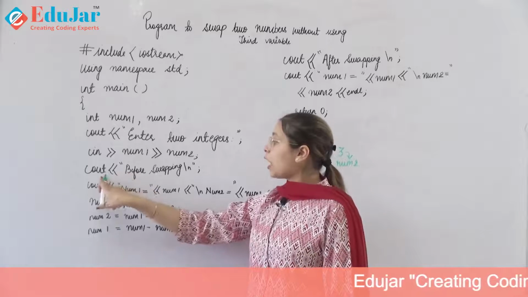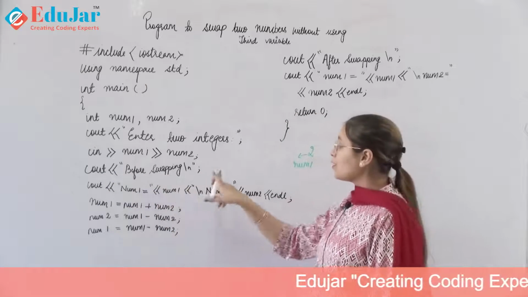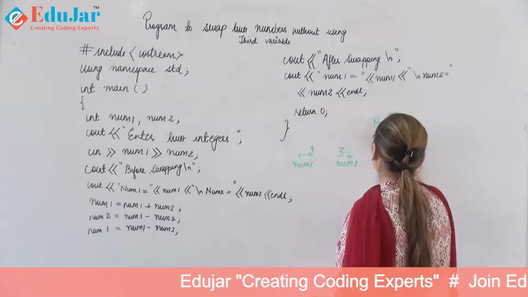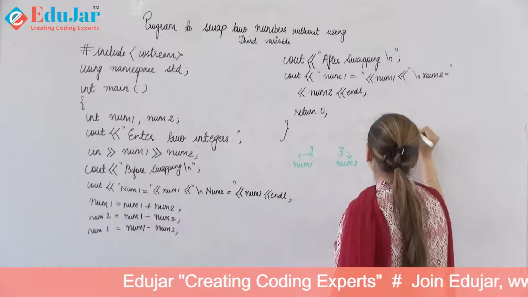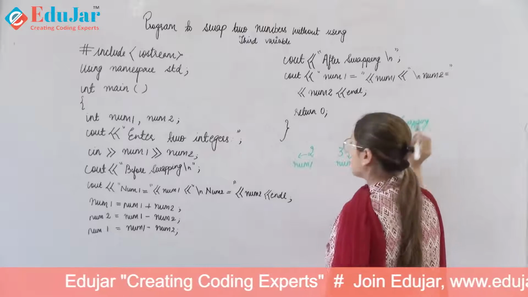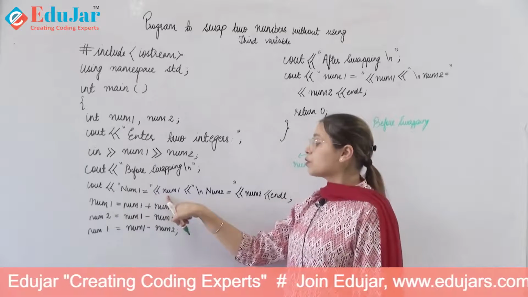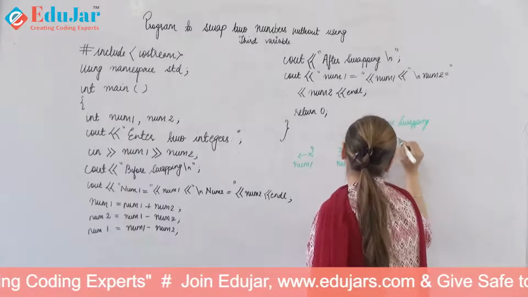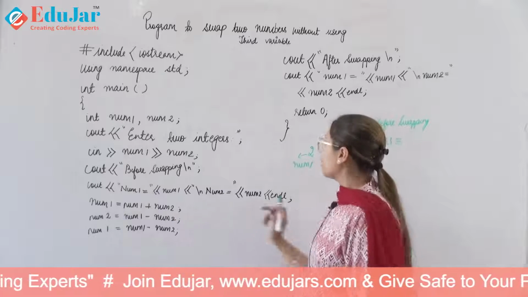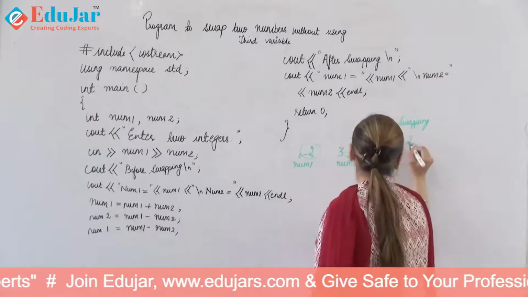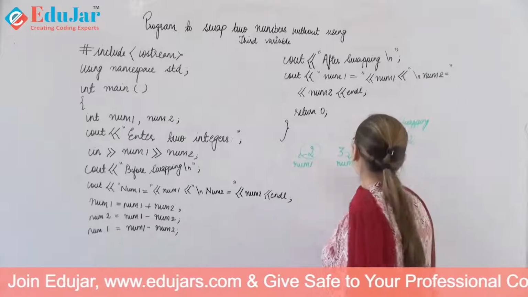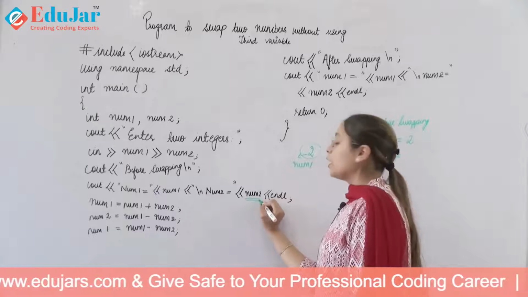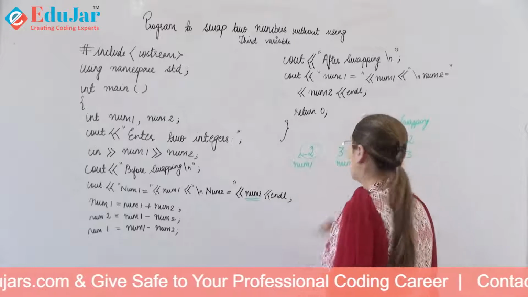Okay, so cout "before swapping". This is what it will show on the screen before swapping. Then cout "num1 is equal to" num1. It will show a message as num1 is equal to, and the value of num1, which we have taken as 2. And num2 is equal to num2. Here it will display the message num2 is equal to, and the value of num2. So it will show 3.